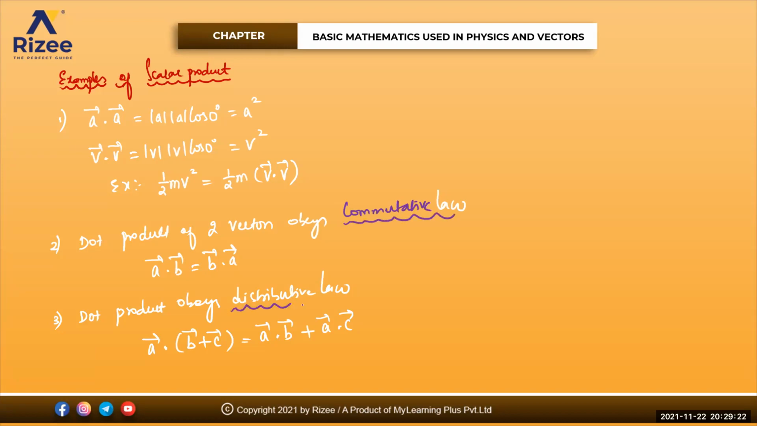Commutative law and distributive law. a bar dot b bar will be equal to b bar dot a bar, and a bar dot (b bar plus c bar) will be equal to a bar dot b bar plus a bar dot c bar. Is it clear to everyone? Any doubt to anyone in this one? Very good.